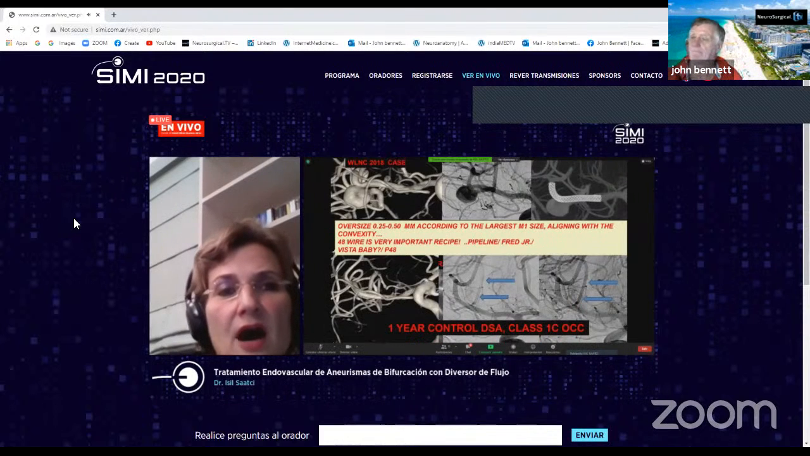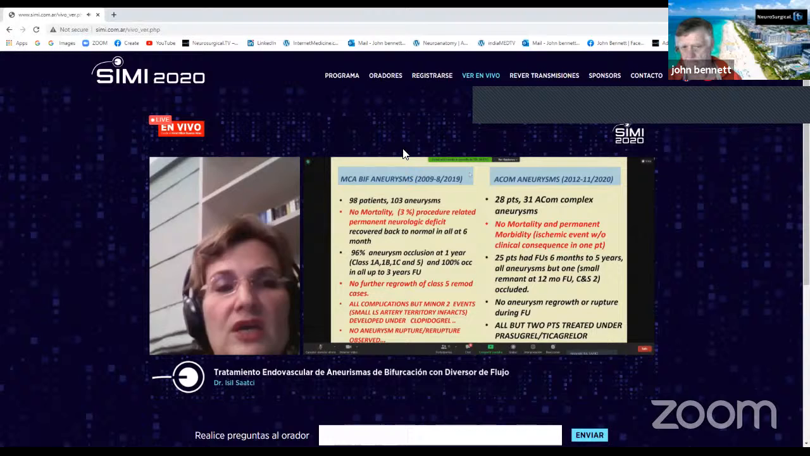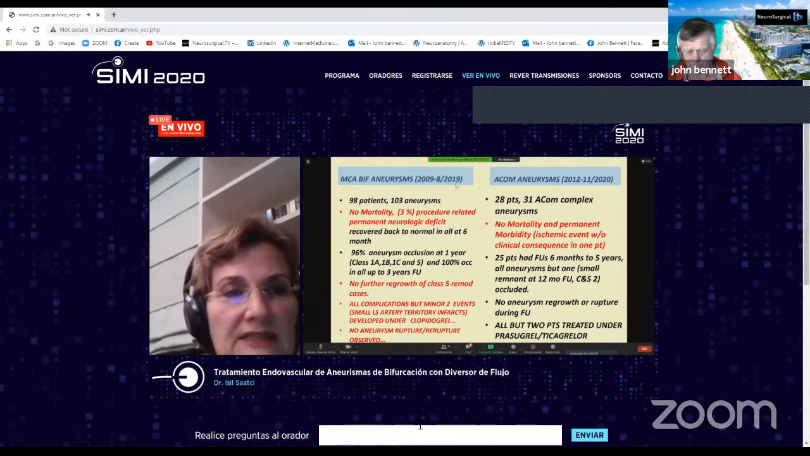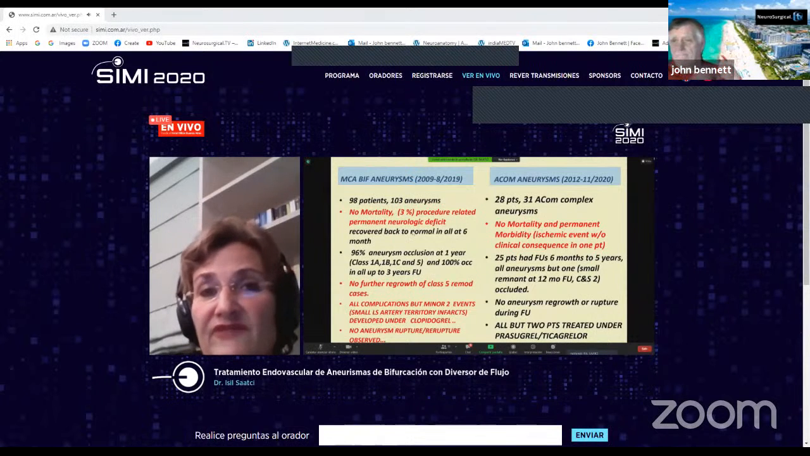And here are our results till 1 year. These are the results of MCA bifurcation aneurysms till 2019. We have 96% aneurysm occlusion, no mortality, 3% permanent neurologic deficit.